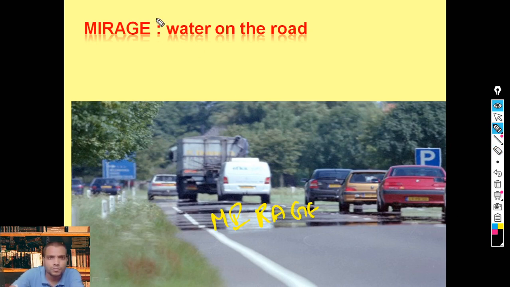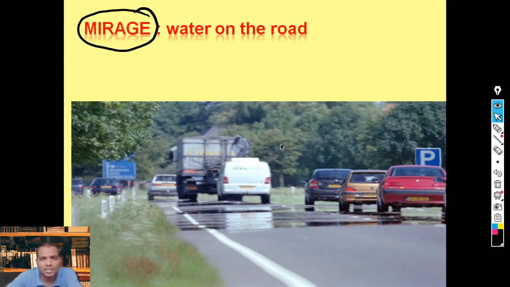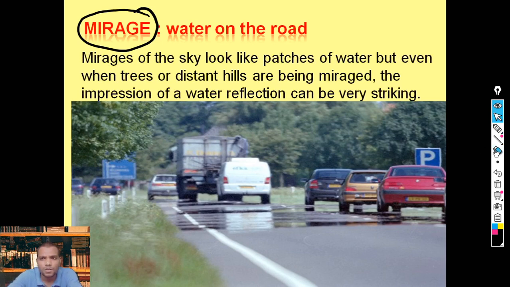So what is a mirage? How does it form? Why do we need to understand it here? A mirage is nothing but an optical illusion, just like water on the road. Mirages of the sky look like patches of water, but even when trees or distant hills are mirage-d, the impression of water reflection can be very striking.